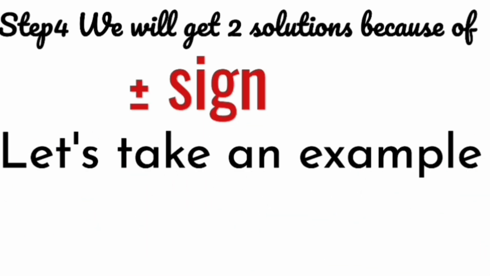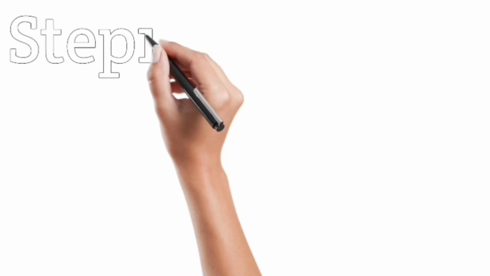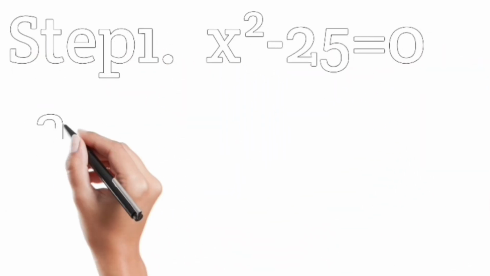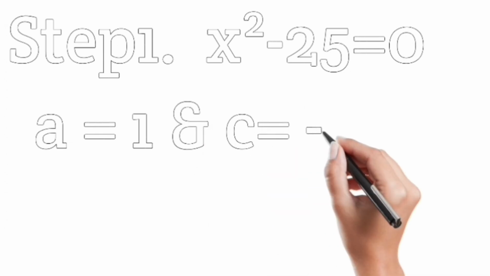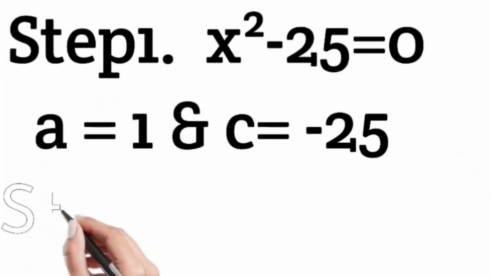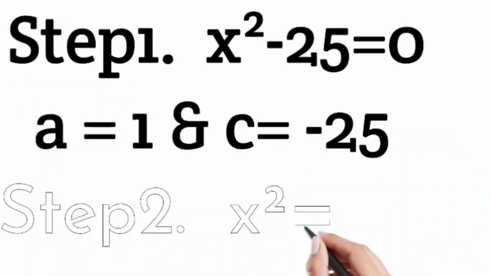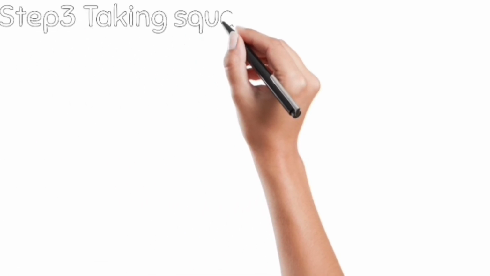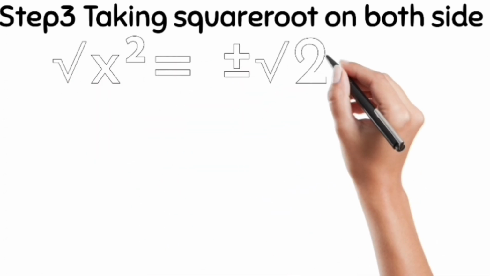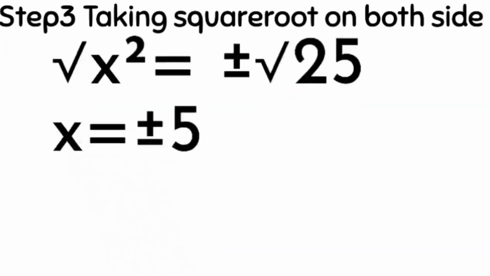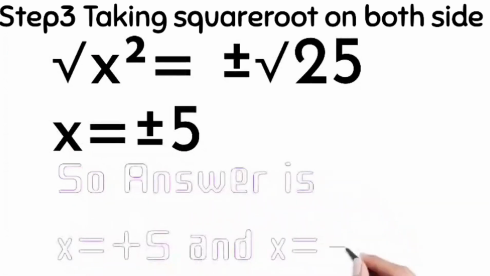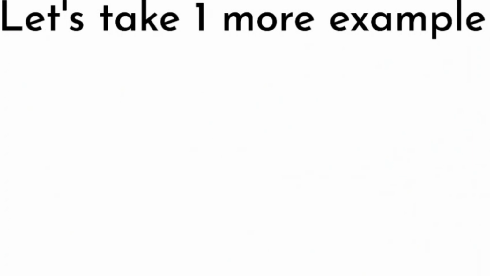Let's take an example: x² - 25 = 0. Step 1 is to write the equation in the standard form. So x² - 25 = 0. Here a = 1 and c = -25. Step 2 is to isolate x². So x² = 25/1. Step 3 is taking the square root on both sides, that is √(x²) = ±√25, that is x = ±5. So the answer will be x = +5 and x = -5.